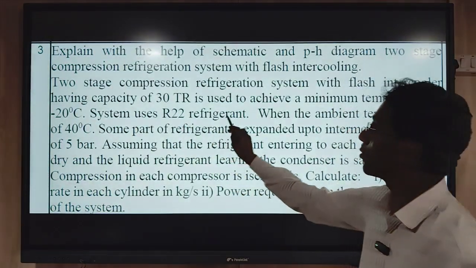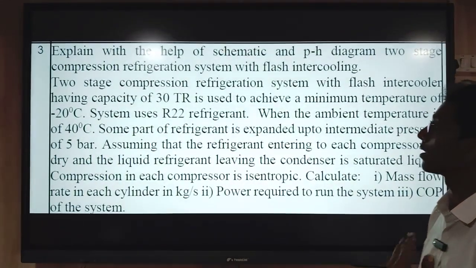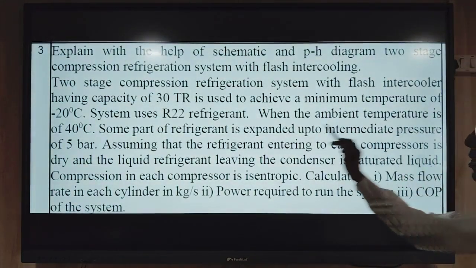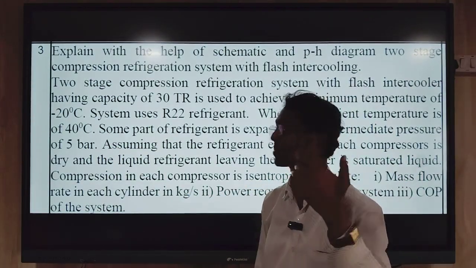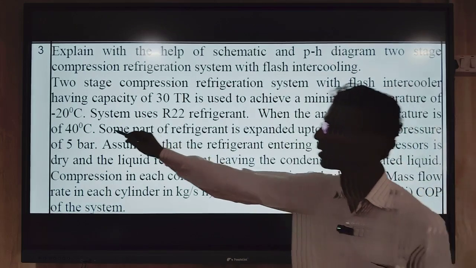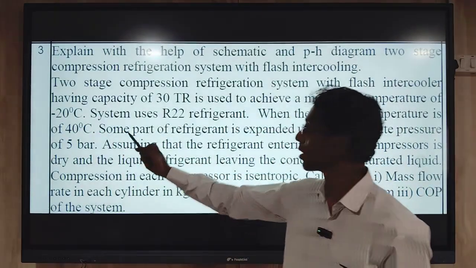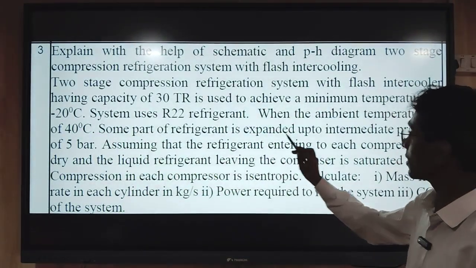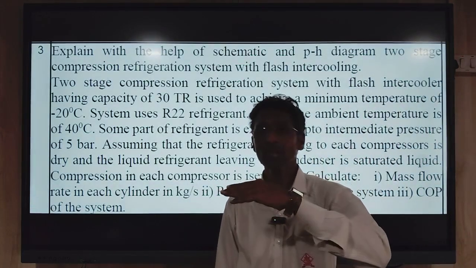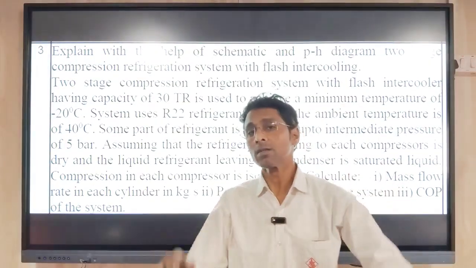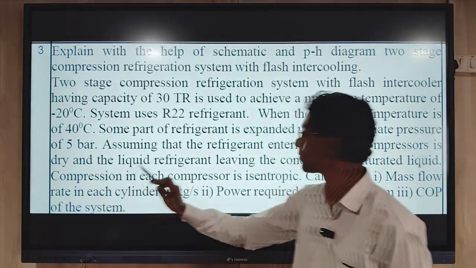The system uses R22 refrigerant, which means we have to use the R22 chart for getting the enthalpies. The ambient temperature is 40 degrees Celsius; ambient temperature means condenser side temperature. Here will be the condenser exit point on the chart. Then some part of the refrigerant is expanded up to an intermediate pressure of 5 bar, that is, the flash tank, the intermediate device. So that intermediate pressure line will be at 5 bar.